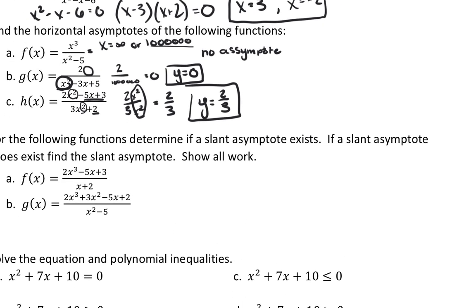All right, for the following function, determine if a slant asymptote exists. If a slant asymptote does exist, find it. Show all work. So what we are going to do is divide our function using long division. Plus 0. Great. So x goes into 2x cubed 2x squared times.